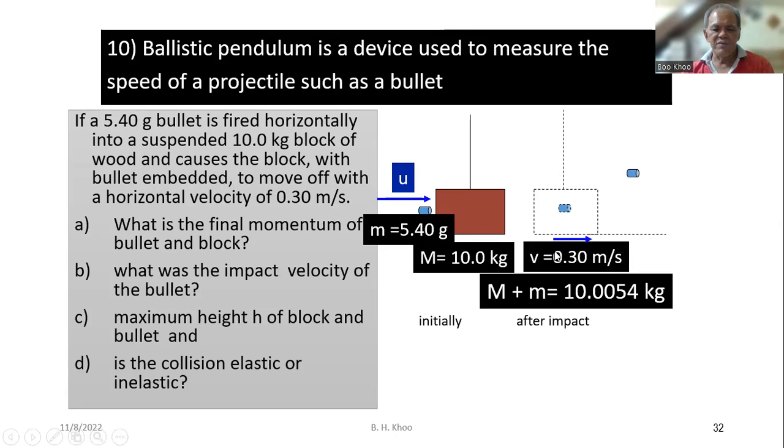And you are given the velocity here. Remember this part is conservation of momentum. After that, it has kinetic energy, so it's conservation of energy. Kinetic energy converted to potential energy. What's the height H? To understand the problem, find the final momentum of the bullet and block. Just this mass times that velocity, that's the final momentum.